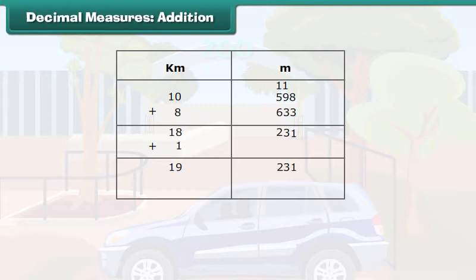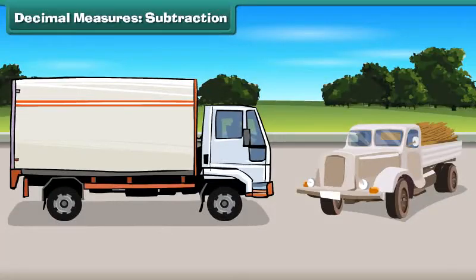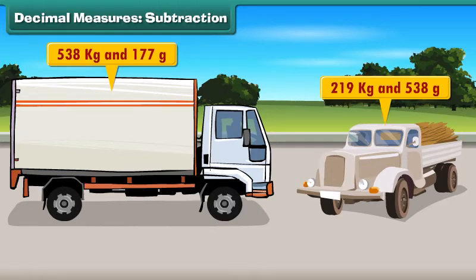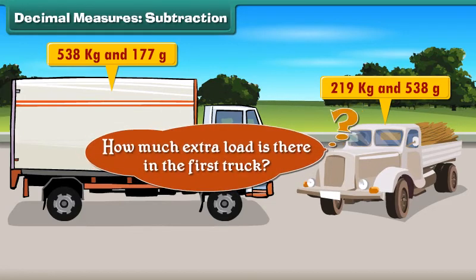Similarly, we can add the quantities given in different units. Let us look at another example. One truck has a load of 538 kilograms and 177 grams of grain, and another has a load of 219 kilograms and 538 grams of grain. How much extra load is there in the first truck?